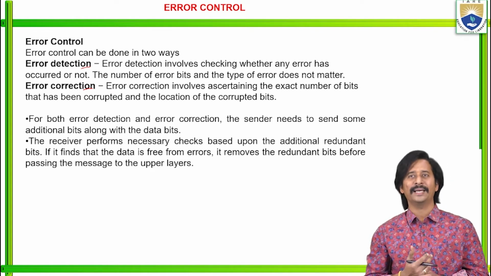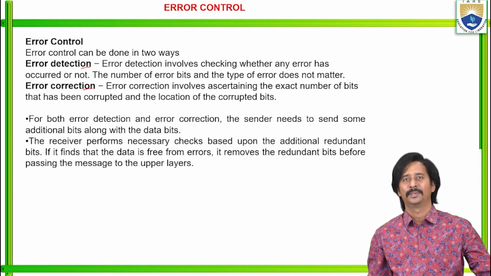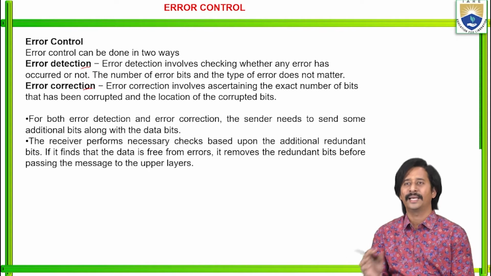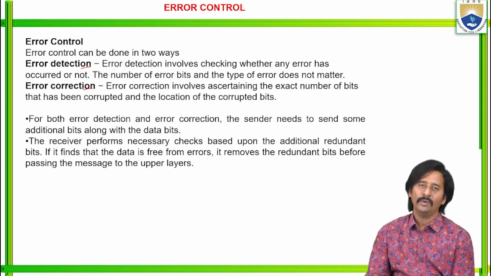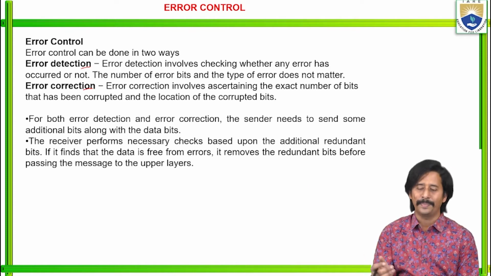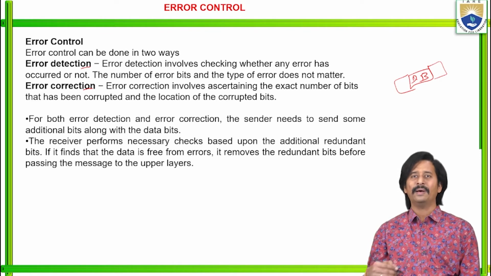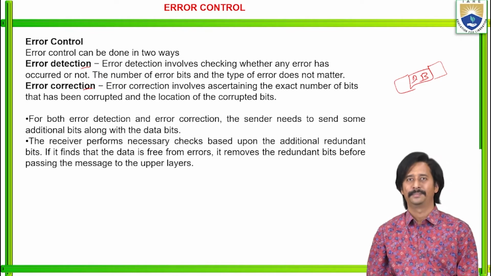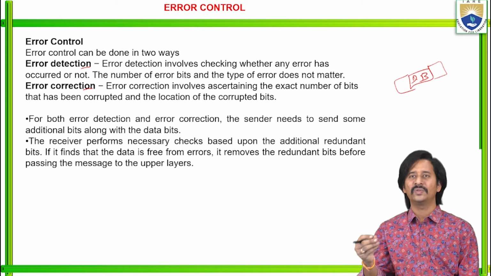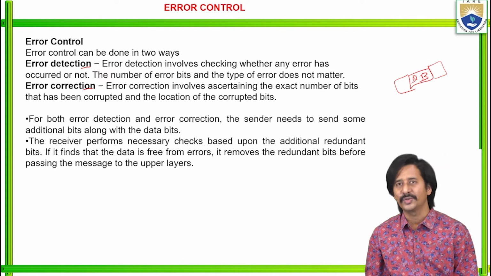For both error detection and error correction, the sender needs to send some additional bits along with the data bits. Those we can generally call a header and trailer. See, this is your data bits. So here I need to send some additional bits. The receiver performs necessary checks based upon the additional redundant bits. If it finds that the data is free from errors, then it removes those redundant bits before passing the message to the upper layers.